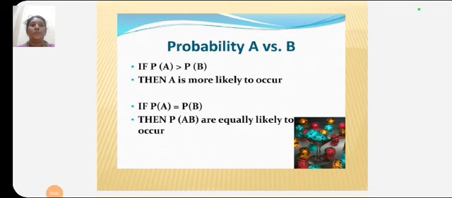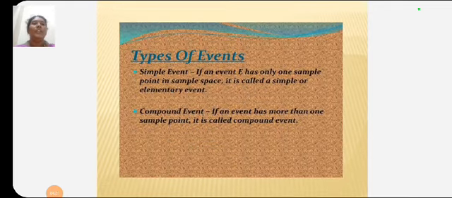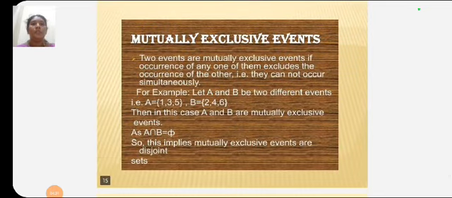Probability of A versus B. If P of A is greater than P of B, then the event A is more likely to occur. If P of A is equal to P of B, then A and B are equally likely to occur. Types of event. Simple event. If an event E has only one sample point in the sample space, then it is called a simple or elementary event. Compound event. If an event has more than one sample point, then it is called a compound event. Mutually exclusive events. Two events are mutually exclusive if the occurrence of one of them excludes the occurrence of the other. That is, they cannot occur simultaneously.